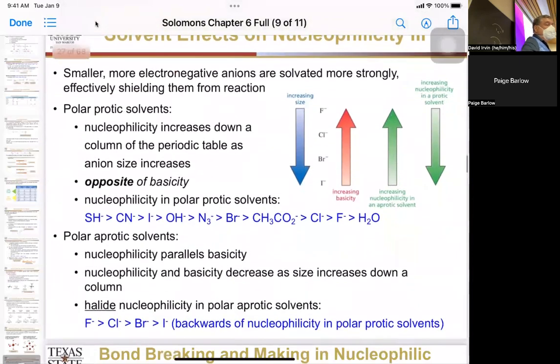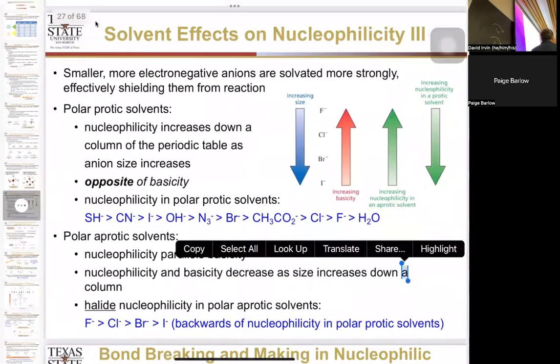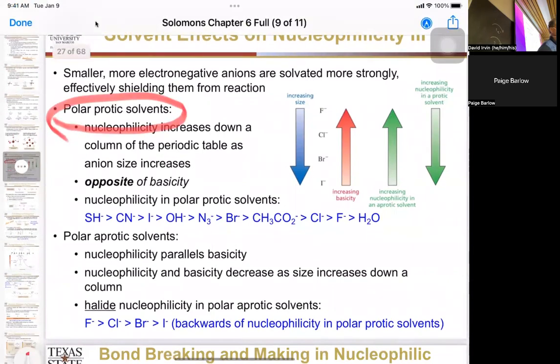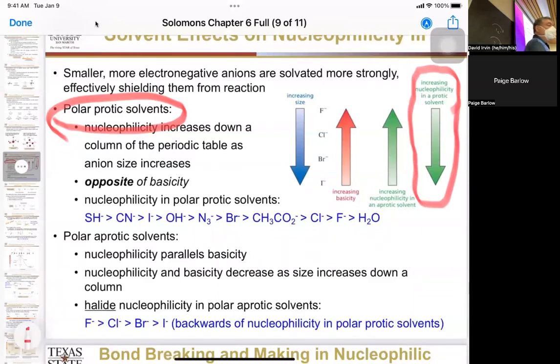Okay, so let's get this all on one slide to make sure we're not missing anything. So all on one slide, the first thing we want to note is that in polar protic solvents, the nucleophilicity goes down as the ion size increases. So the nucleophilicity in a polar protic solvent goes down.